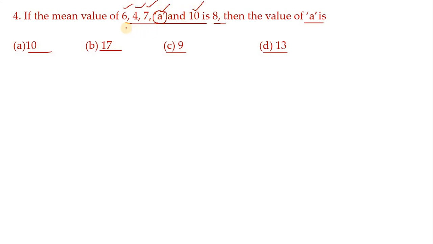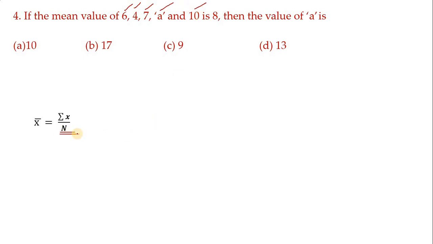And 10. So these are all the given scores, and the mean is given, that is 8. You want to use the mean formula only, that is x bar equals sigma x by n. This x bar is given, that is 8, and n is also needed. They have not given n directly. See how many scores they have taken here: 1, 2, 3, 4, 5 scores.